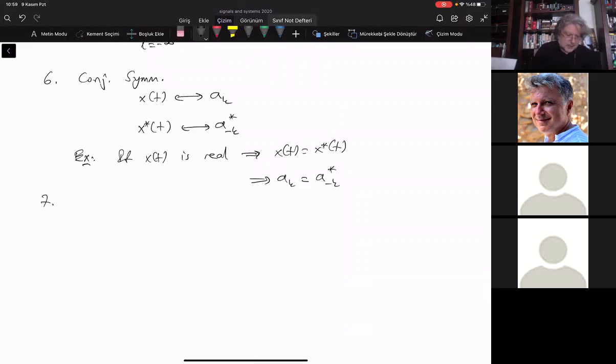The seventh and the last property that I want to talk about for today is the so-called Parseval's theorem. Parseval's theorem is the evaluation of the power of signals. Since these are periodic signals, we have to talk about power.